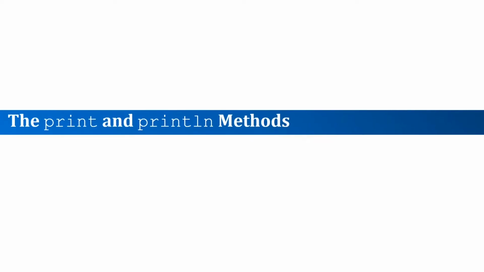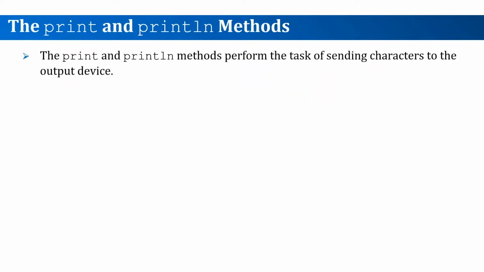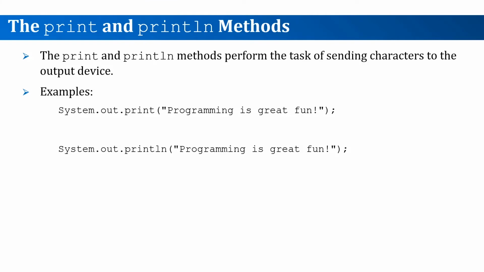In this video, we will learn how to print to the screen in Java. The first two methods we will learn to print to the screen are the print and the println methods. Let's take an example. The two methods can be used to print the sentence, "Programming is great fun," as follows.